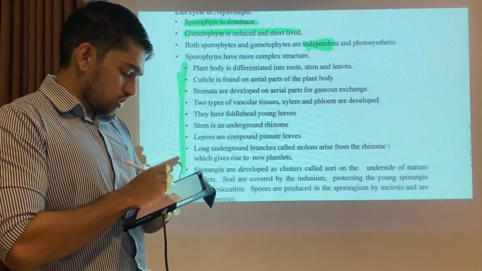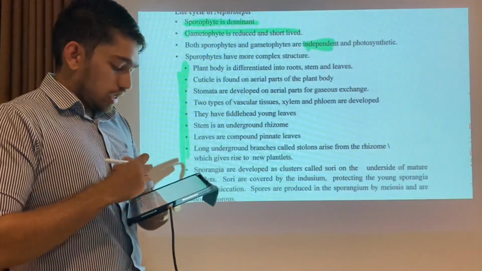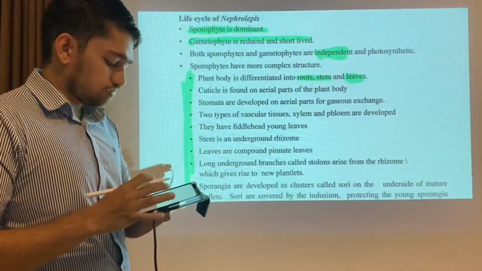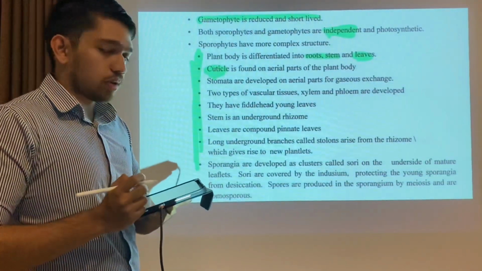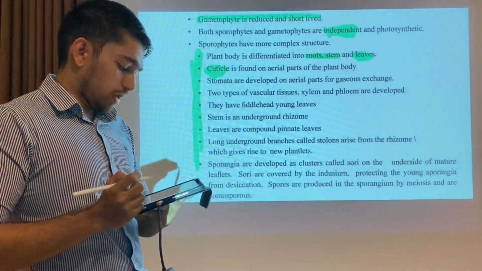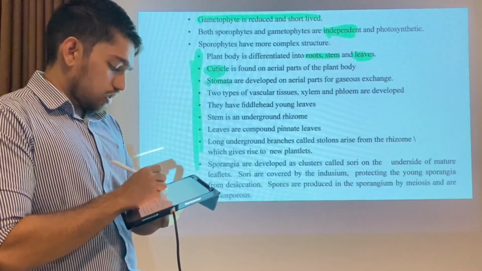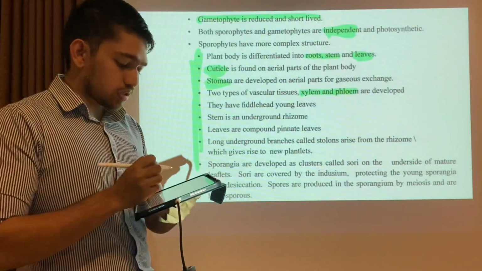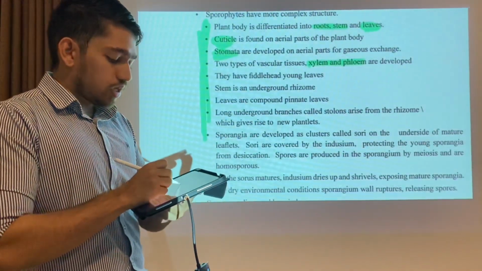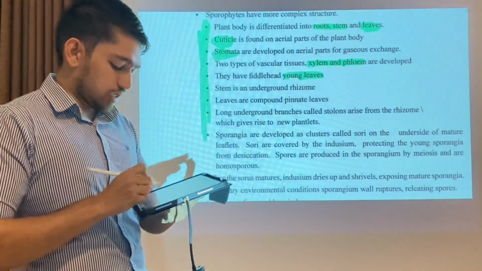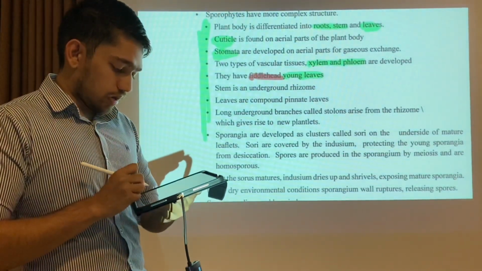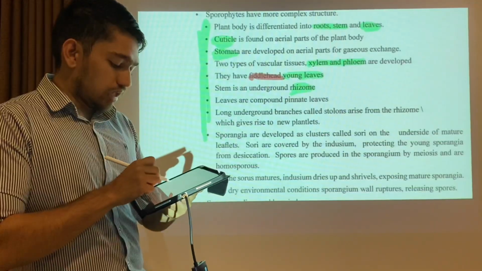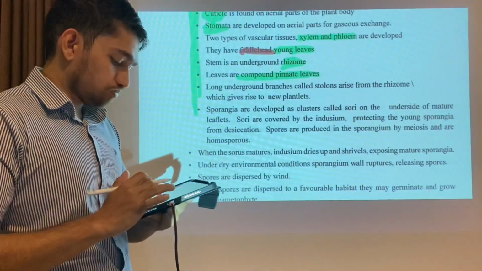So this is a description of your sporophyte, right? Since it is a vascular plant, we consider it to have proper roots, stems and leaves, right? And a cuticle is found on aerial parts, as we know. Almost all aerial plants have a cuticle. Stomata are there on all terrestrial plants, and evolutionarily, the vascular plants have xylem and phloem as their vascular tissues, and young leaves are known as fiddleheads, a key term to remember, right? And the stem is an underground stem called a rhizome, and the leaves are compound leaves, as I mentioned earlier.